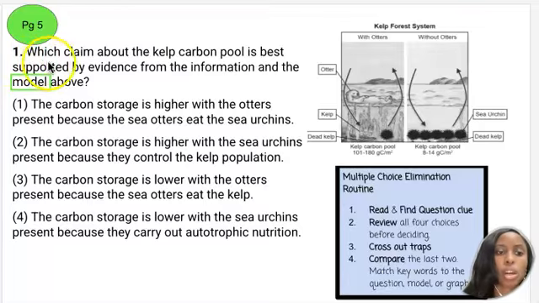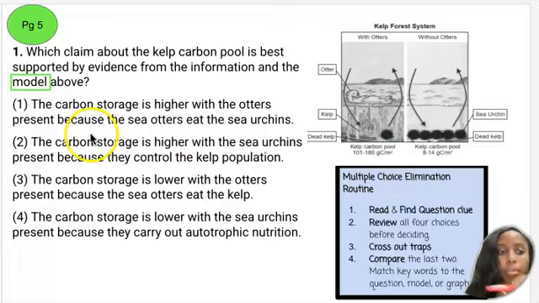Question number 1 says, which claim about the kelp carbon pool is best supported by evidence from the information and the model above? I've already boxed out the question clue because it's telling me that I need to observe the model, which I already did in part 1. Next, we are going to review all 4 choices before deciding, because it gives me a clue of what type of evidence I need to look for within this model. I don't want to just start looking at the model and not know what I'm looking for.